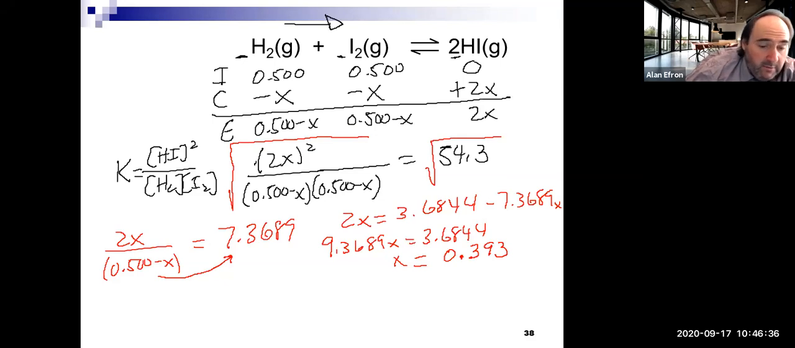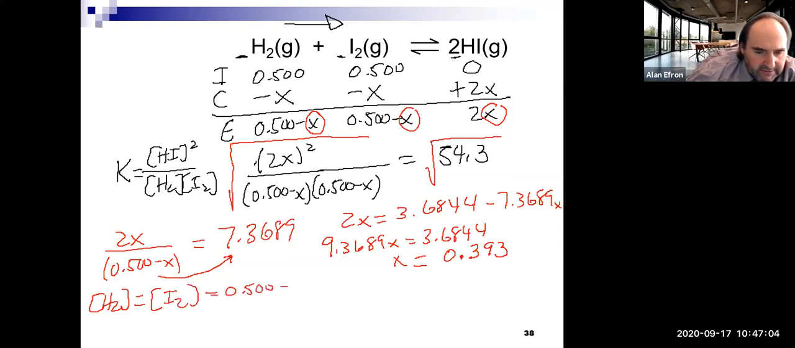Again, you could go the long way in terms of solving it. You should hopefully end up coming out with the same answer, maybe slightly different with rounding, but you should get there. That x, as we talked about earlier, is going to be every single x here on our equilibrium line. That means that the concentration of H2 will equal the concentration of I2, and that would be 0.5 minus 0.393, and that would get us 0.107.